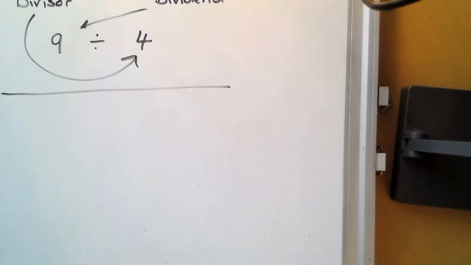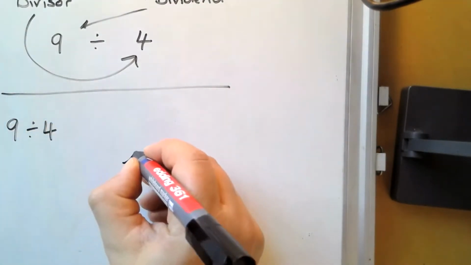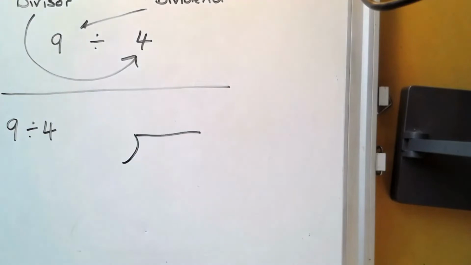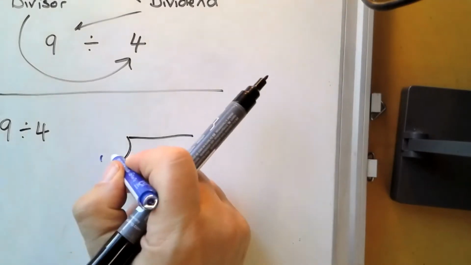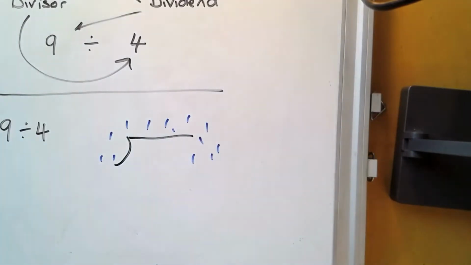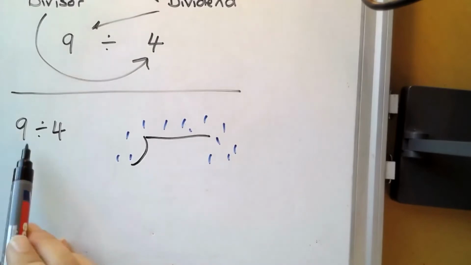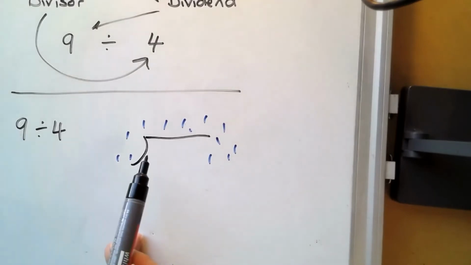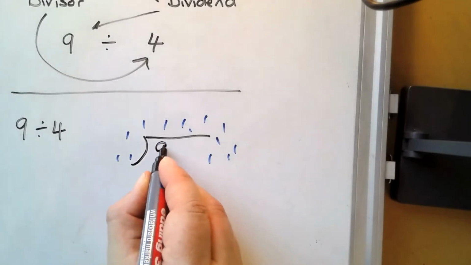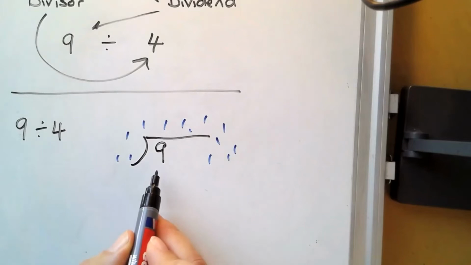I'm going to talk about how we convert 9 divided by 4 into a bus stop. A student told me that a really good way of remembering which number goes under the bus stop is to think about it if it was raining. If it was raining, the 9 comes along first, waiting for this bus. And if it was raining, I would certainly want to stand under the bus stop. So the 9 comes along first, and that's the one that goes under the bus stop.